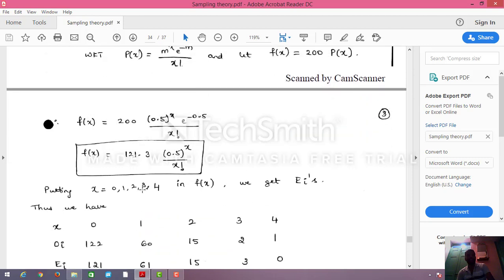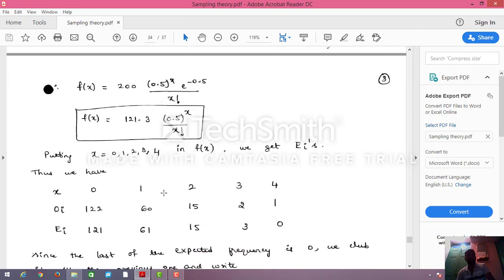If you substitute x equal to 0 in this, you will get how much? So x equal to 0, x equal to 1, x equal to 2, x equal to 3, x equal to 4. Like that you will substitute 5 values. For x equal to 0 you will get 121.3, which I am taking as 121 only. Next, x equal to 1, I am getting 61. X equal to 2, I am getting 15. X equal to 3, I will get 3. X equal to 4, I will get 0.